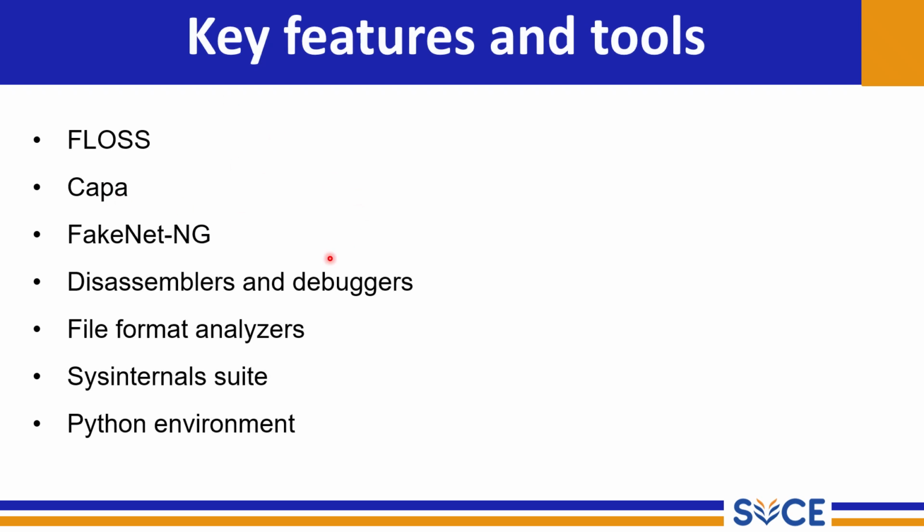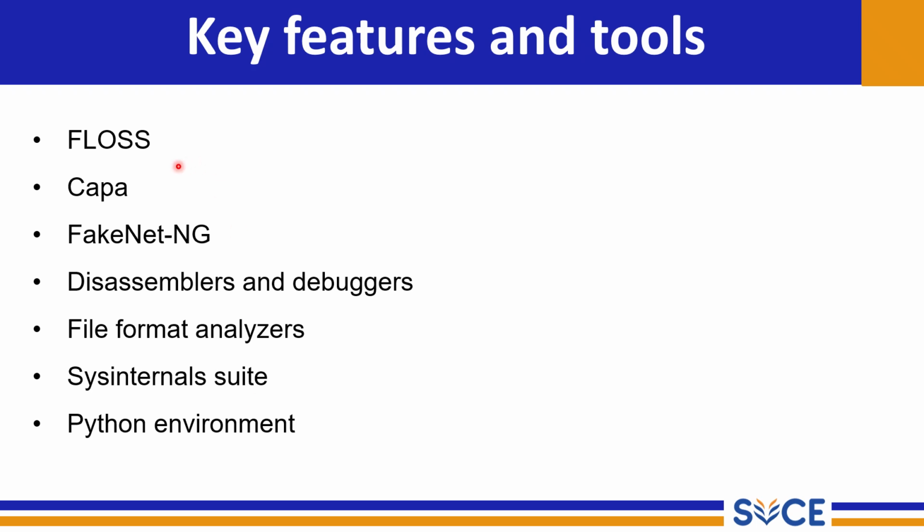Okay. And next, what are the key features and tools? FLARE VM includes or automates the installation of numerous tools for both static and dynamic analysis. Some of the most notable include FLOSS, which is the FLARE Obfuscated String Solver, second, capa, third, FakeNet-NG, and next, disassemblers and debuggers, file format analyzers, the Sysinternals tool suite, and a Python environment.